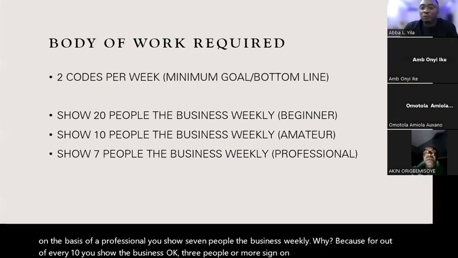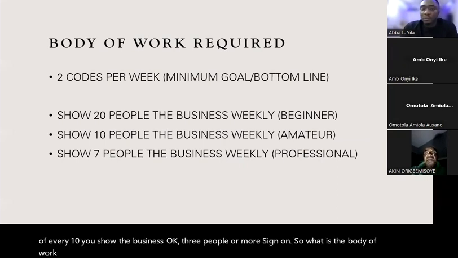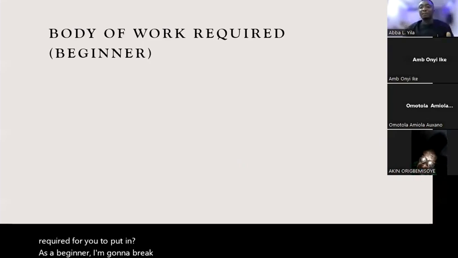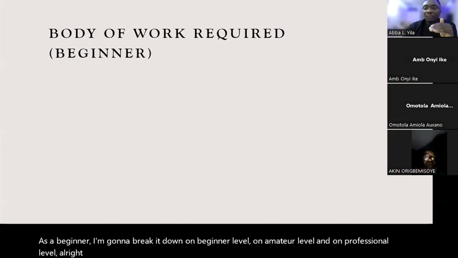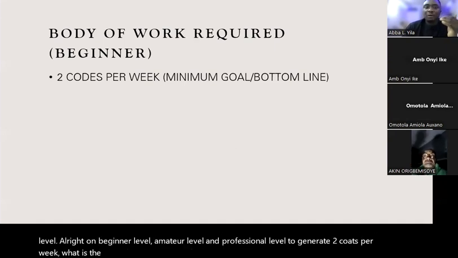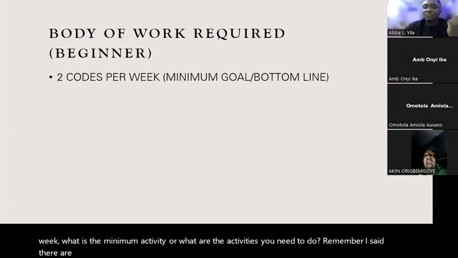So what is the body of work required for you to put in? I'm going to break it down on beginner level, on amateur level, and on professional level. To generate 2 codes per week, what are the minimum activities you need to do? Remember, I said there are 3 major activities you must engage in to generate these 2 codes on a weekly basis.